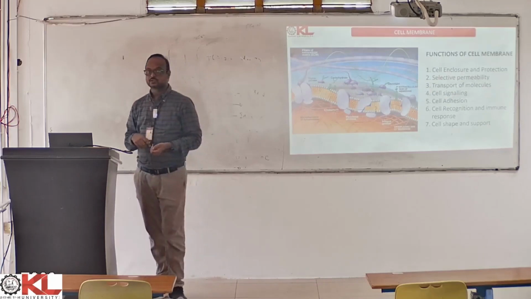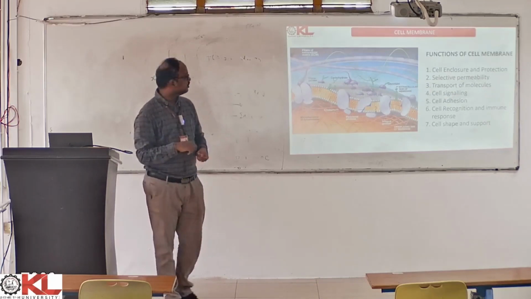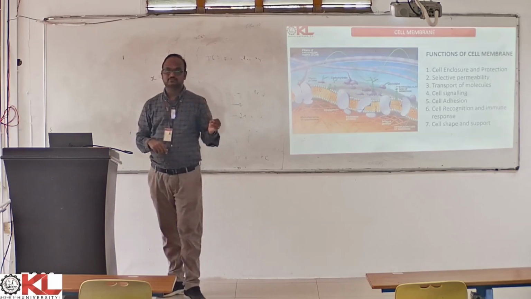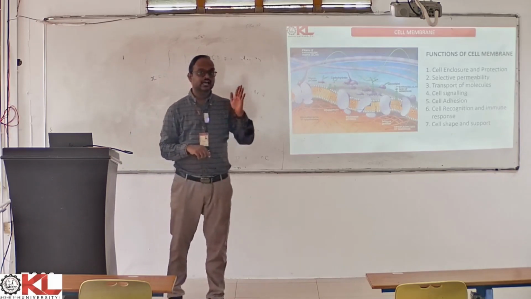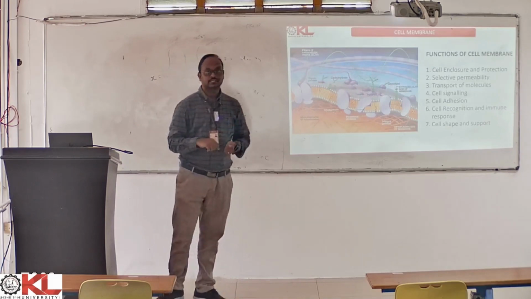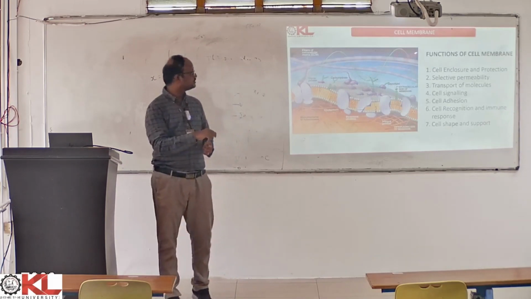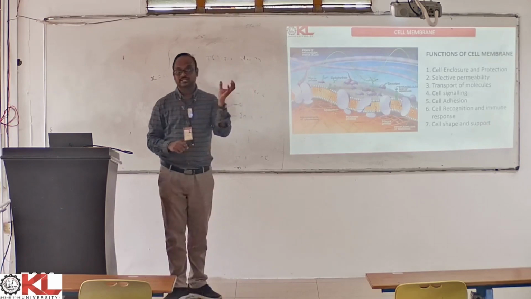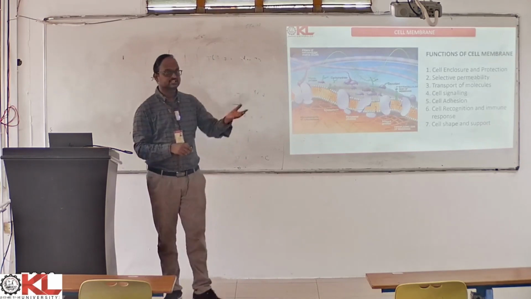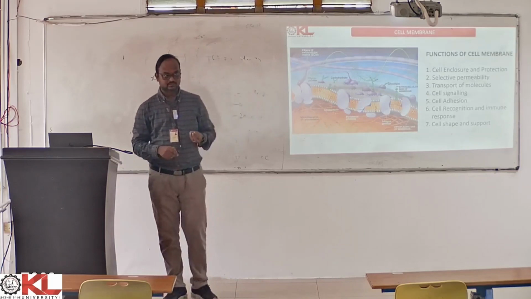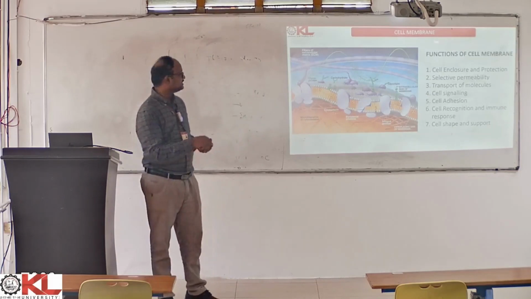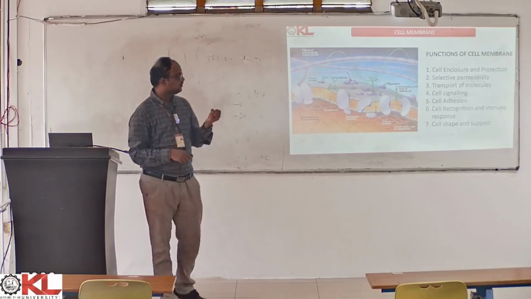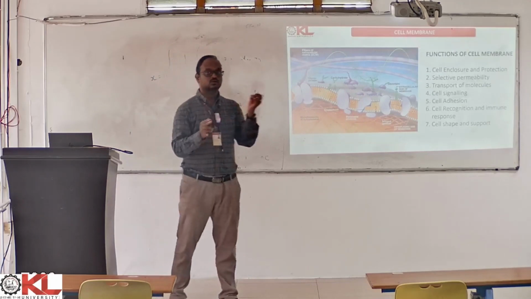Cell signaling. Cell signaling is possible only because of the presence of receptors on the cell membrane. There are so many receptors present on the cell membrane. Ligand molecules come and bind onto the receptor, and when the receptor is bound by a specific ligand, a particular signaling pathway will be activated. Let's take the example of epidermal growth factor, EGF. EGF is a ligand. When EGF comes and binds to EGFR, the epidermal growth factor receptor present on the cell membrane, it will signal the cell to undergo cell division.